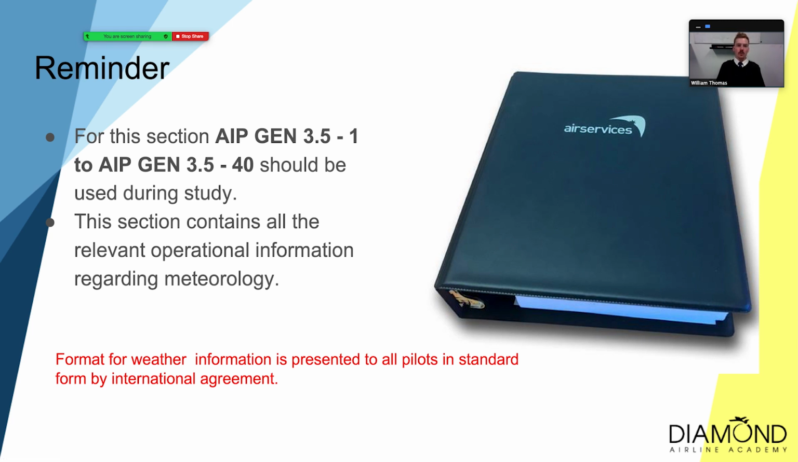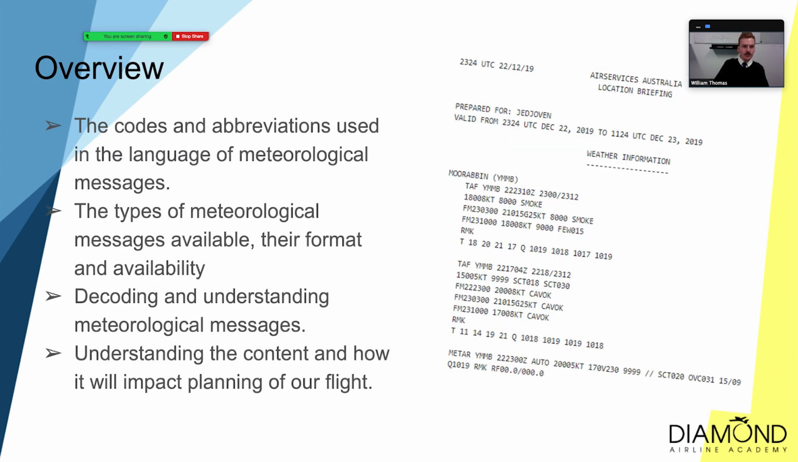AIP General 3.5 has lots of the information you need regarding meteorological services. So the format of weather information, what all our abbreviations stand for, how we decode a TAF, all of that can be found in AIP General 3.5. The codes and abbreviations used, the types of meteorological messages available, and how we decode and understand those messages. So jump into the AIP and take a look at General 3.5.